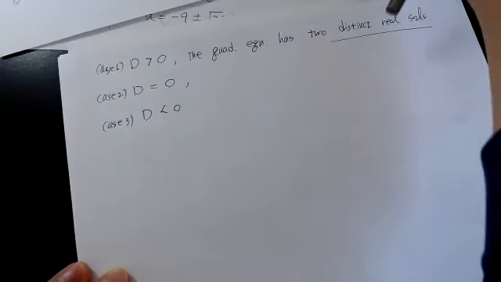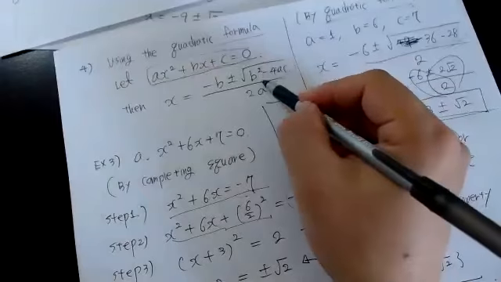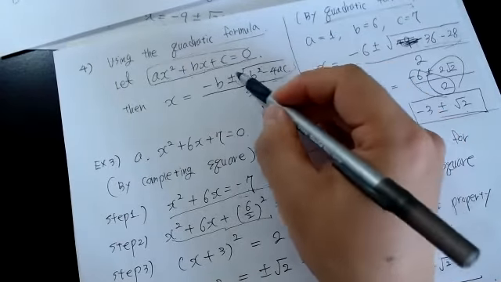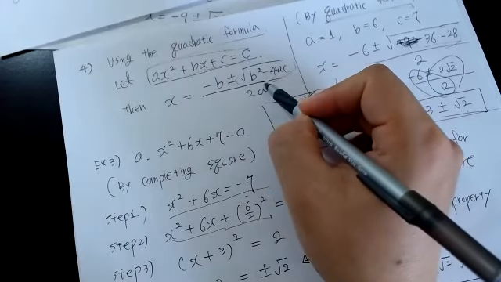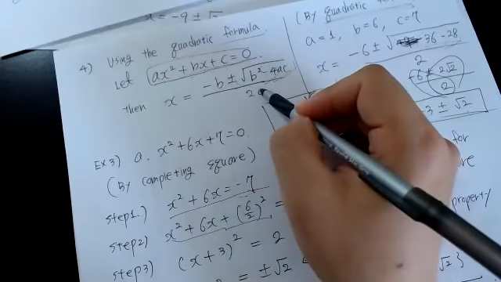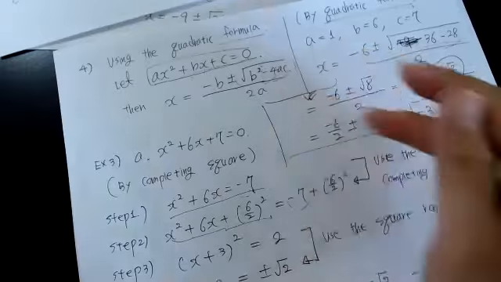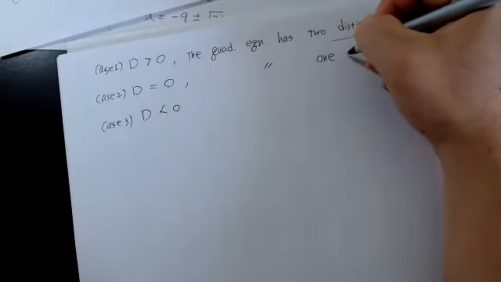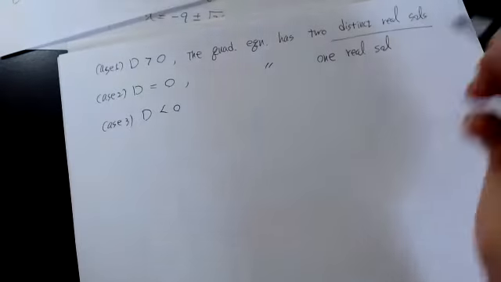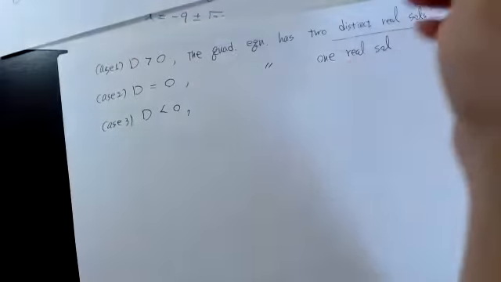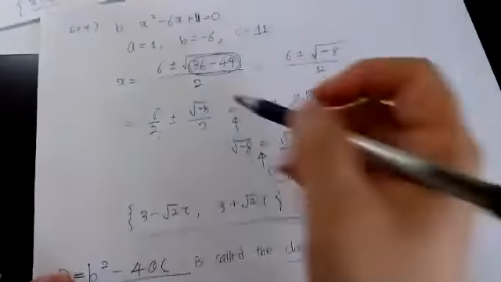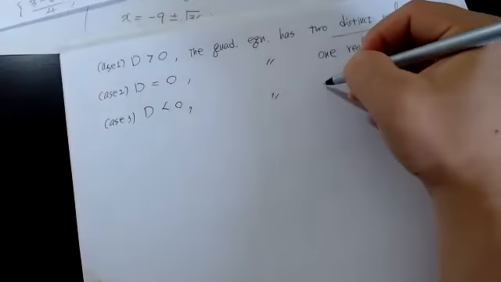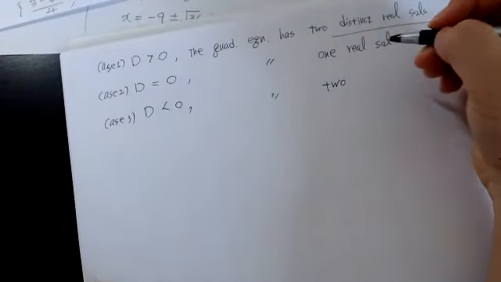And if D equals 0, that means B squared minus 4AC is 0. It means that the square root term will be gone, so the plus or minus term will be gone. So negative B over 2A is just the solution, and that is a real solution, right? So the quadratic equation has just one real solution. If D is less than 0, we saw that in the example. Then the equation has two distinct imaginary solutions.